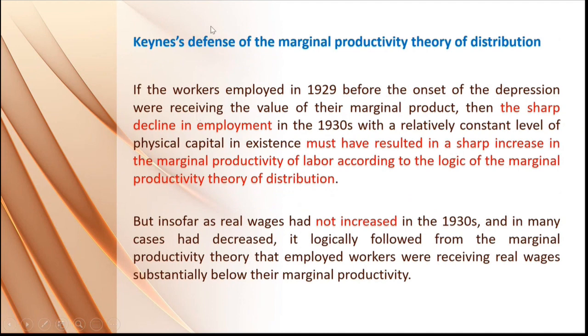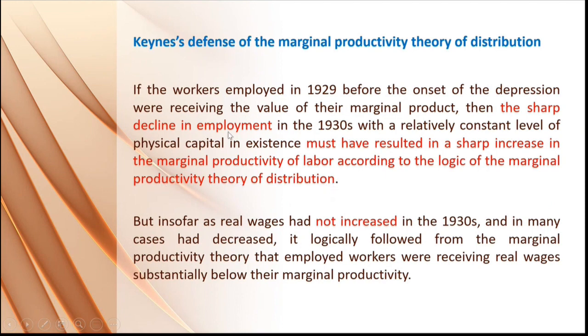Now here, Keynes depends on this argument. If the workers employed in 1929, before the onset of the Great Depression, were receiving the value of the marginal product, that means the wages are equal to the marginal product of labor, which is claimed by the classical school, then the sharp decline in employment, or sharp rise in unemployment, in the 1930s during the Great Depression, with a relatively constant level of physical capital in existence, must have resulted in a sharp increase in the marginal productivity of labor, according to the logic of the marginal productivity theory of distribution.